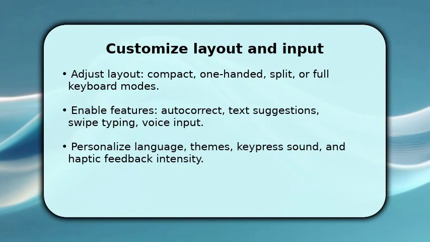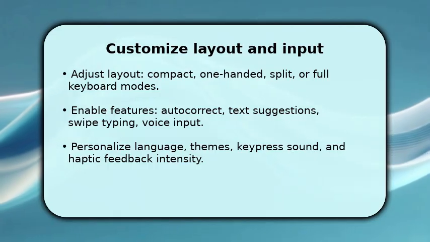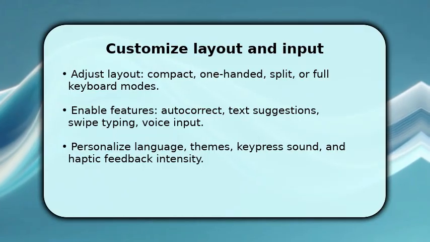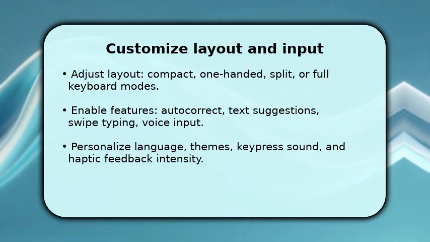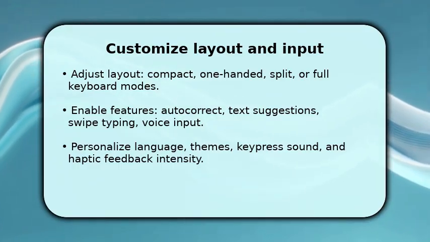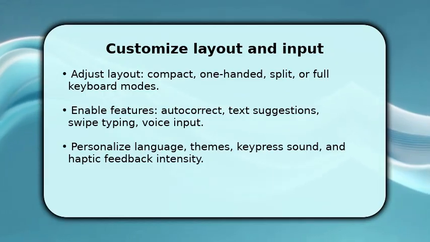Once the keyboard is active, customize layout and input behavior to fit how you type. Open the keyboard app settings from the keyboard toolbar or settings on-screen keyboard. Change layout to one-handed or split for larger screens, and toggle swipe typing if you prefer sliding gestures.